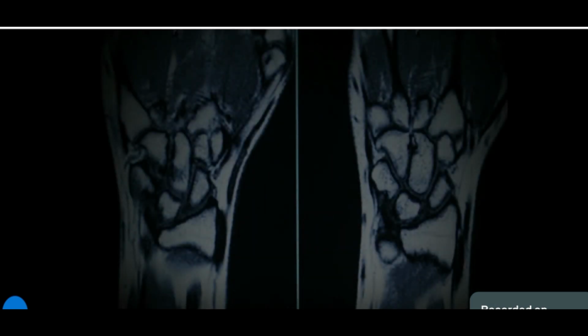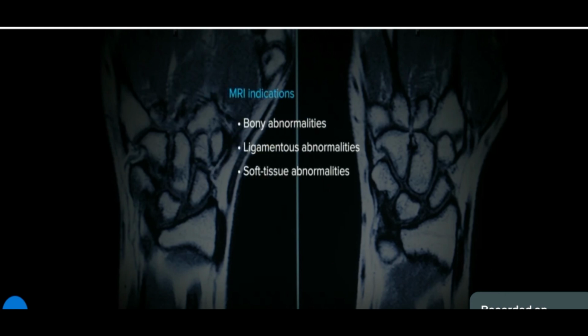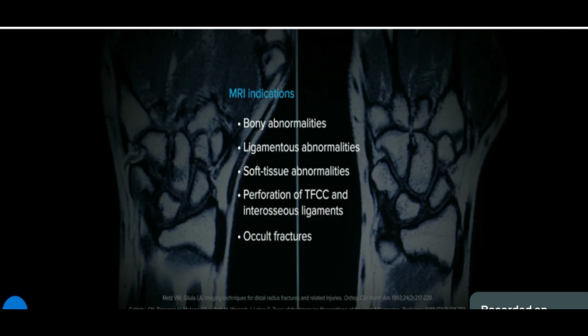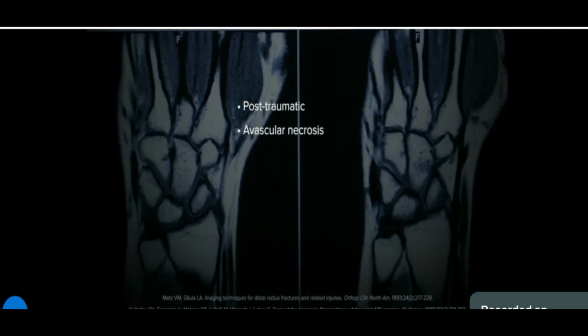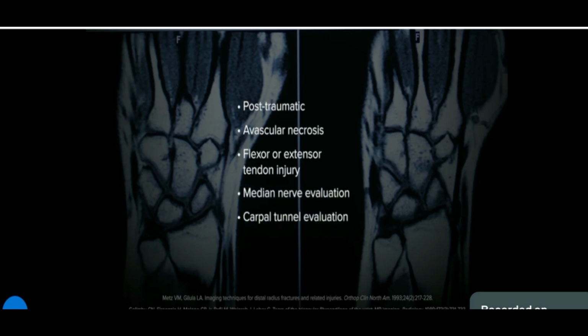MRI is also a powerful diagnostic tool to assess bony, ligamentous, and soft tissue abnormalities associated with distal radius fractures. MRI can be used to visualize perforations of the TFCC and of interosseous ligaments to the proximal carpal row, to evaluate occult fractures, post-traumatic or avascular necrosis of carpal bones, and flexor or extensor tendon injuries. It may also be used to assess median nerve and carpal tunnel disease after malunion of a distal radius fracture.